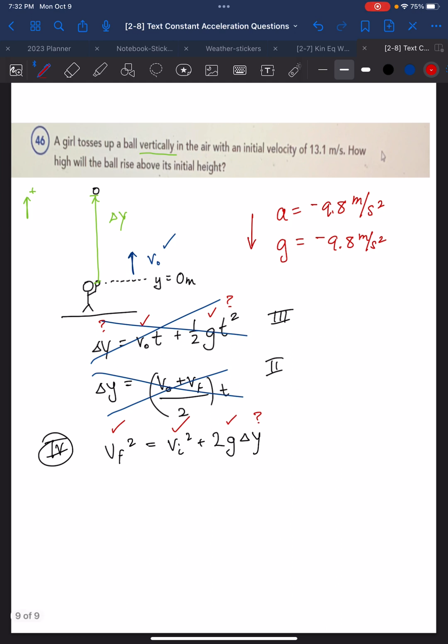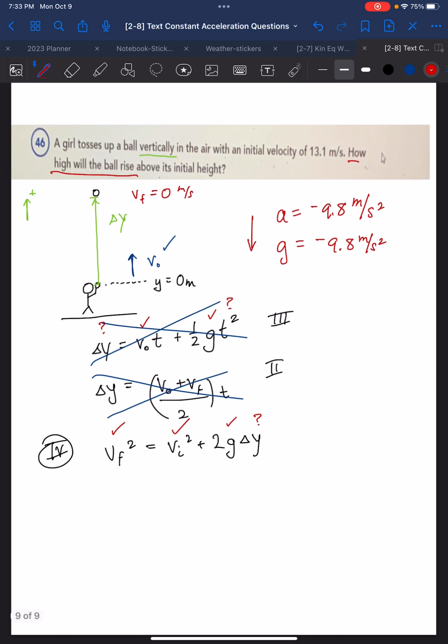The final velocity at the top is 0. Where does it say that? Doesn't need to. How high will it rise? Well, it will rise, dot diagram, until it can rise no more. It slows down, and then it stops for a brief moment, for an infinitesimally small amount of time before it turns back around. That's how we know that this is given information as well.